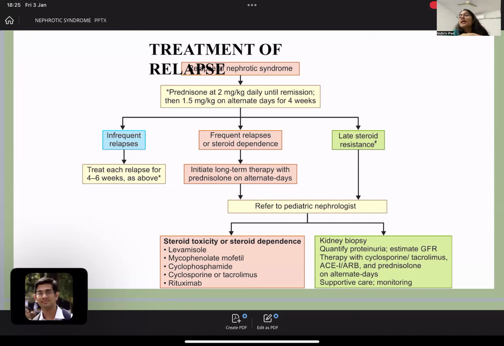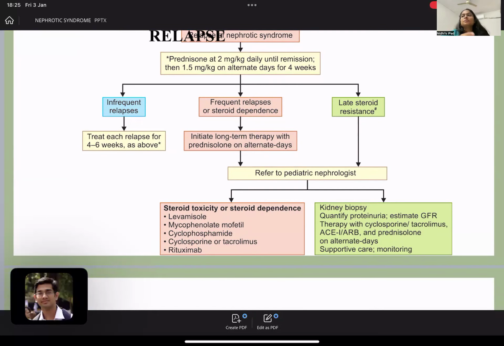Remission is what? Your urine protein has to be nil or trace for at least 3 consecutive days in an early morning urine sample, or UPUC ratio less than 0.2 mg per mg. So we give that till remission, and then we give an alternate day 1.5 mg per kg therapy only for 4 weeks, and then we stop.